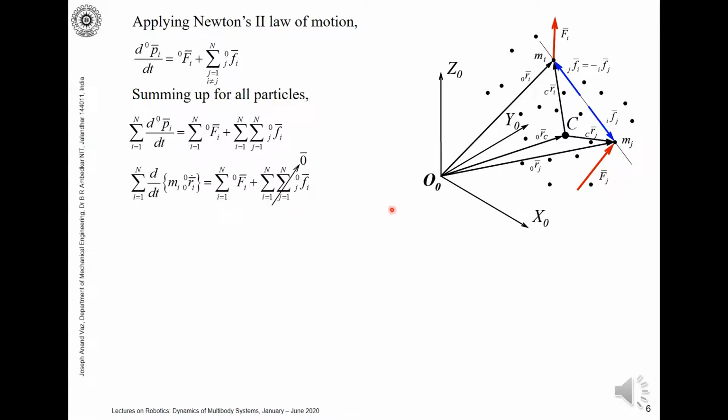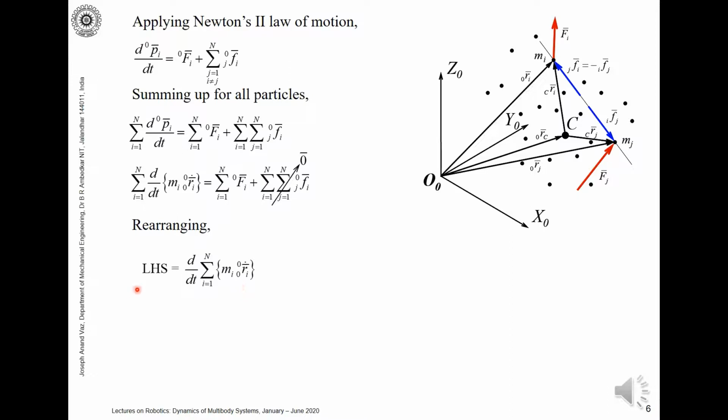Now why does this happen? This term represents the summation of all the internal forces acting on the system. And you can see that for every ith particle which is receiving a force from the jth particle, there is also the jth particle which is receiving an equal and opposite force from the ith particle, and the line of action is the same, and so this resultant has to be equal to zero, a zero vector.